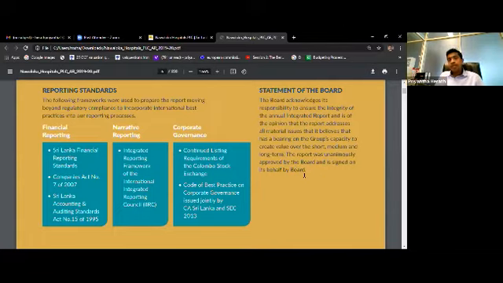They say they take the responsibility for the preparation of financial statements, right? So they specifically mention the directors are responsible for the preparation of financial statements, right? So this is about the report, right?